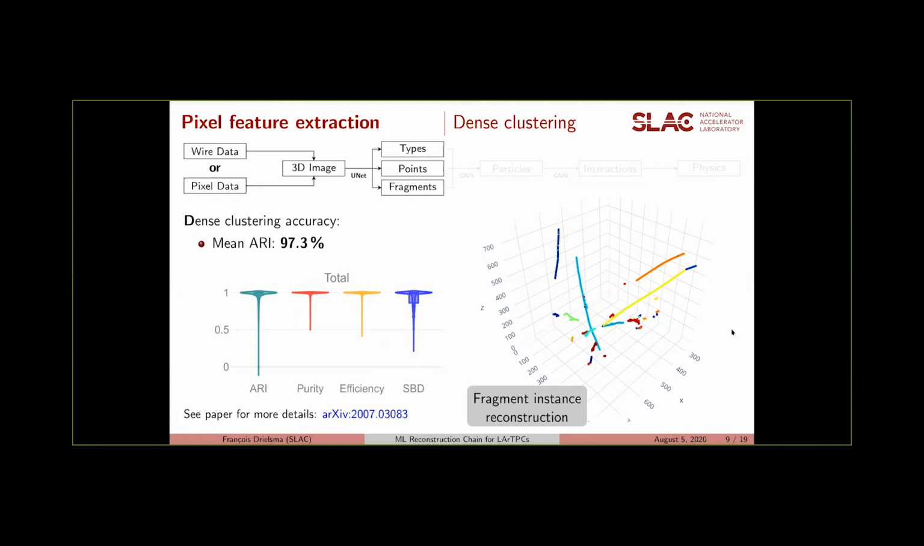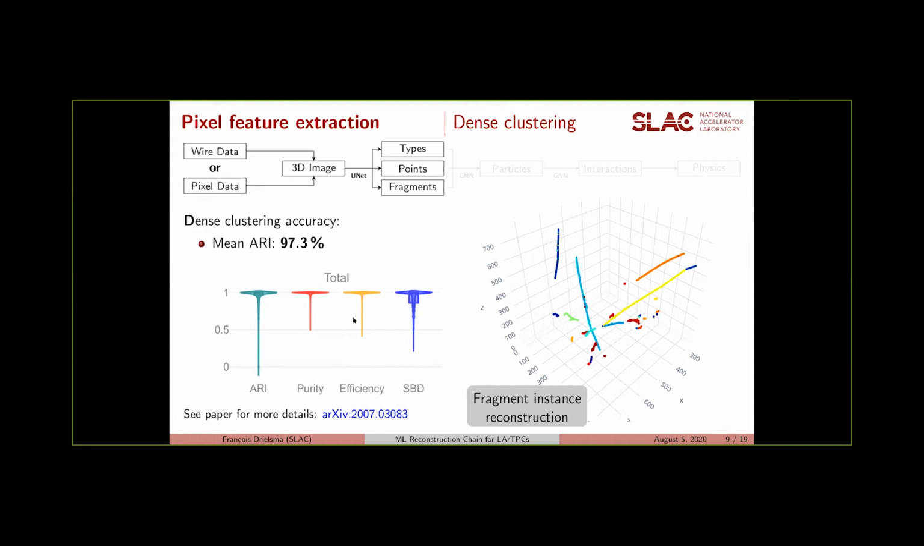If you look at the performance of this clustering algorithm more systematically, we typically use clustering metrics that we call purity, efficiency, and adjusted rand index. So we'll just ignore SBD for now. What purity represents is a measure of overclustering. So if you have two separated label tracks and you put them together, then the purity goes down. So we want the purity to be close to 1.